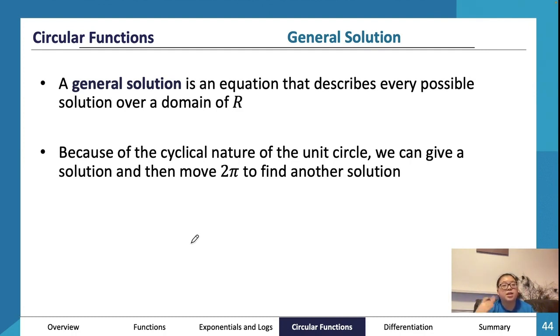And because of the cyclic nature of the unit circle, we can really get infinite solutions, and that's why we go for general solutions. So if they don't give you a domain, they're asking you to find the general solution.